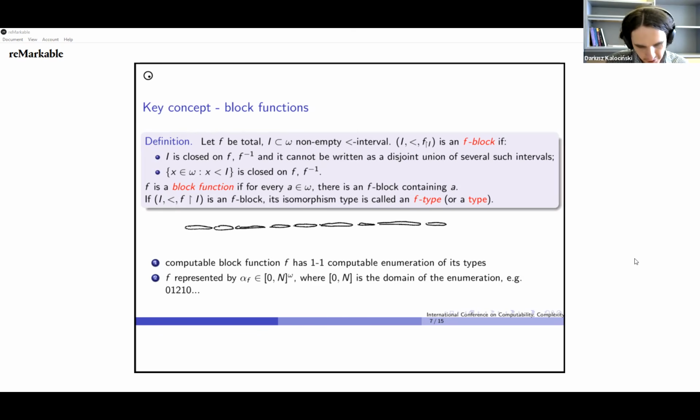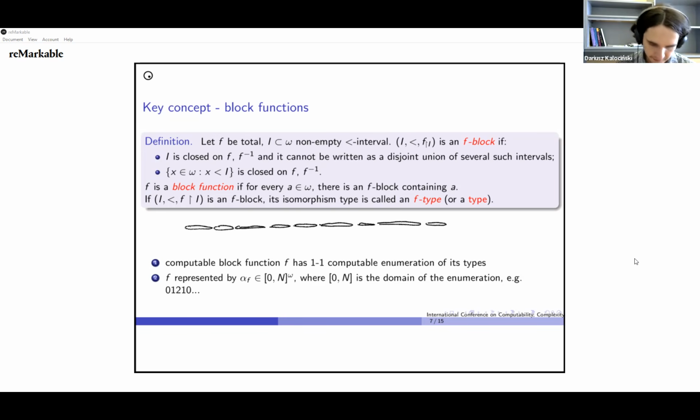And for a given computable block function f, we can sometimes have a one-one computable enumeration of its types. It's not always possible to have such an enumeration, but if you, for example, have a function with pairwise non-embeddable types, this is possible. This is one example. Or if you have a function with finitely many types of blocks, it's also possible.